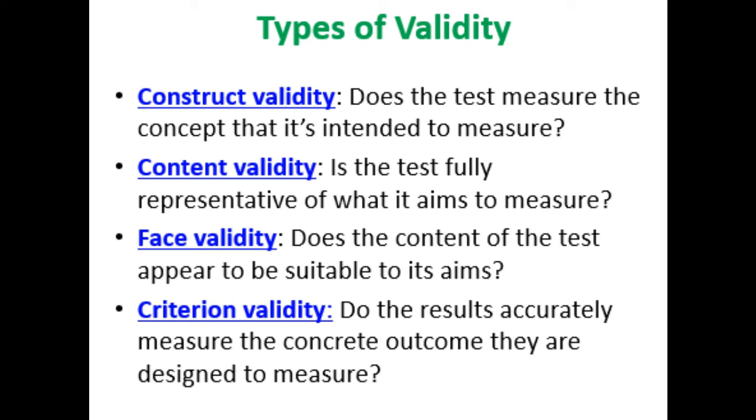Again, as a review, there are four main types of validity. We have construct validity. Does the test measure the concept that it's intended to measure? We have the content validity. Is the test fully representative of what it aims to measure? We have the face validity. Does the content of the test appear to be suitable to its aims? And we have also the criterion validity. Do the results accurately measure the concrete outcome they are designed to measure?